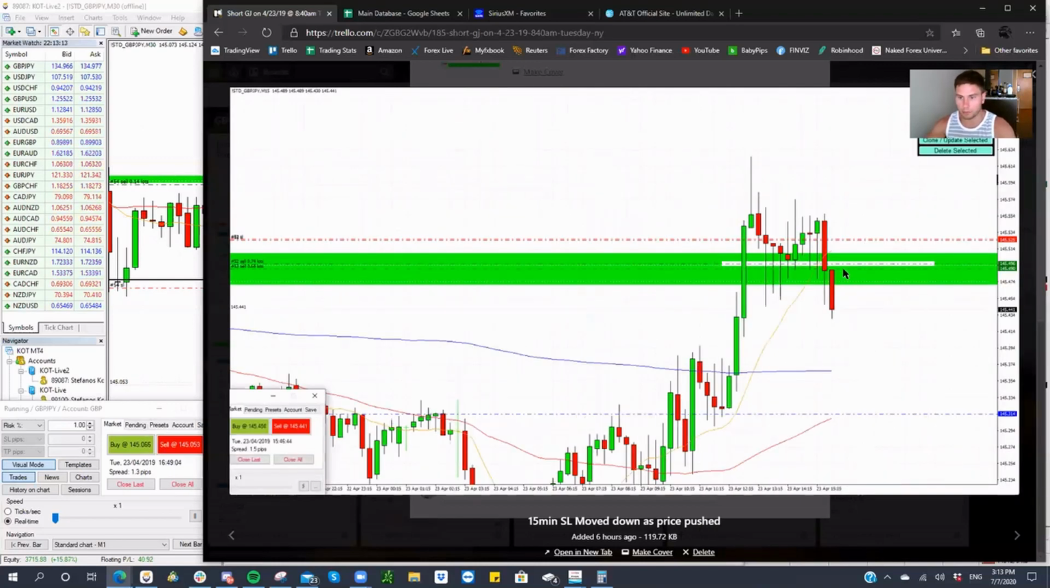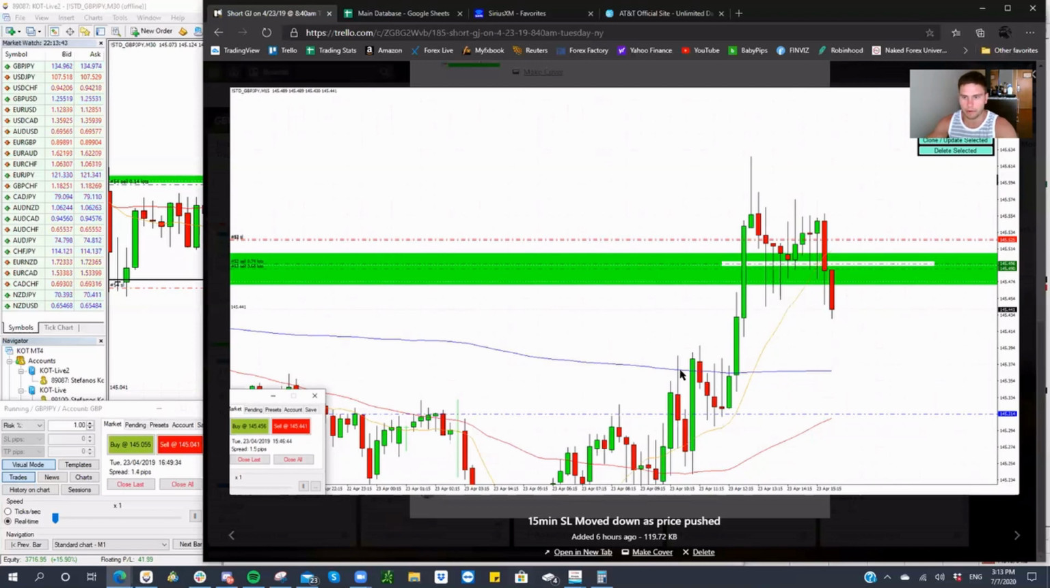Now, price ended up retracing like that and pushing down. So this is actually Tuesday, April 23rd at 8:46 a.m. This is the New York session. Towards the end of my session, towards the end of my trading, I normally end around 9:30, depending if I got a trade or not. If I see another trade by 11, I might take a trade in between that time too. But I titled this picture 15-minute stop loss move down as price passed the low.